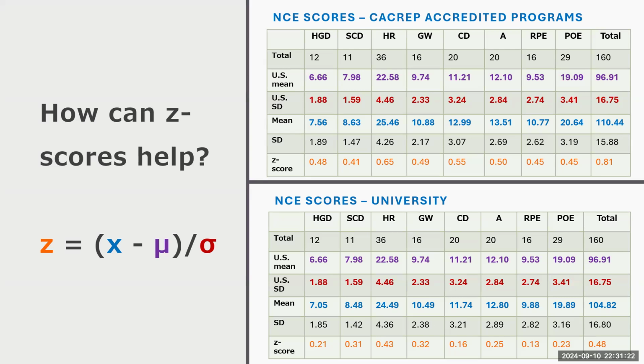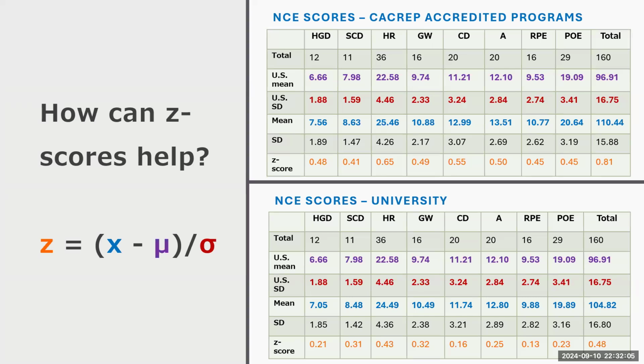So what I did in the first column for the K-CREP accredited programs is I took the 7.56, which is the mean of the K-CREP programs for human growth and development, and I subtracted the mean of the US population, 6.66, and then I divided by the population standard deviation of 1.88, which gave me a z-score of 0.48. I repeated this for each one of the areas, including the total, and I did the same thing for the university. And now, and only now, can I actually compare the K-CREP accredited programs with this one university.